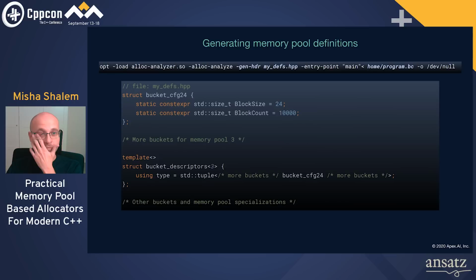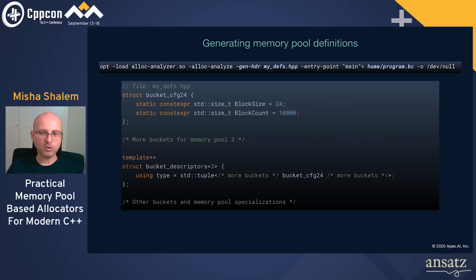Now, when we do all that, we can run our opt, and it's going to look something like this. It's a bit of a scary command line, but basically what it says is run opt and load our custom alloc analyzer pass and generate our header called mydevs HPP, starting from entry point main, and this is a regular expression. You can put everything here. And program BC is our compiled bitcode file, and we ignore the output of the opt.